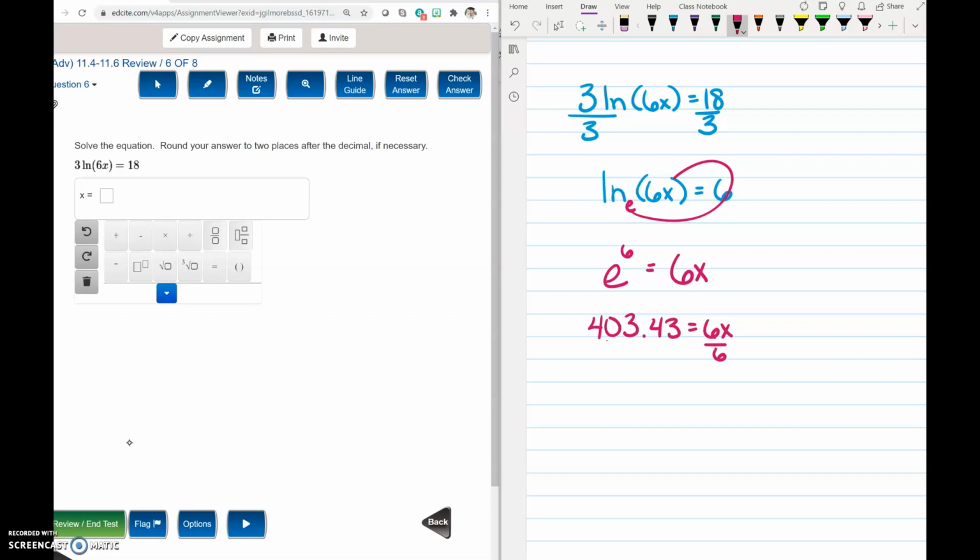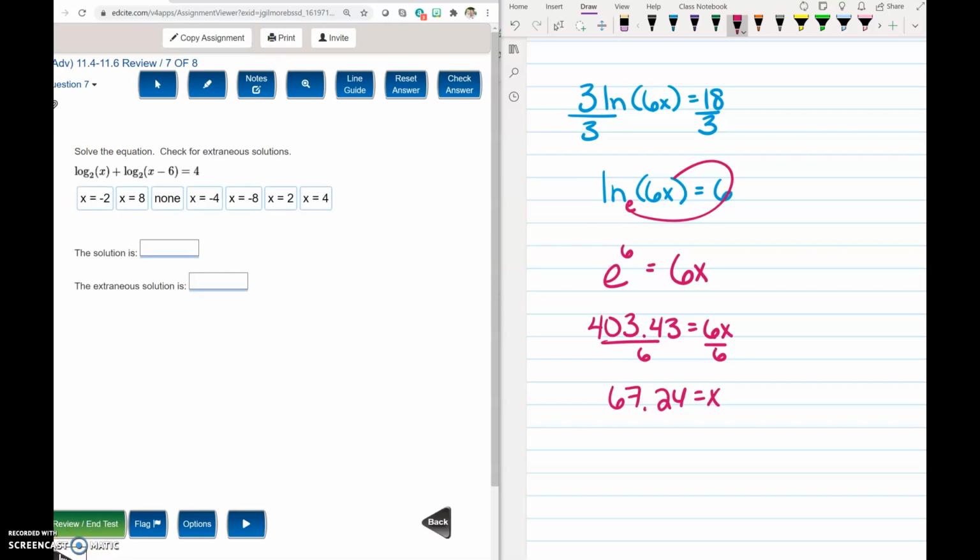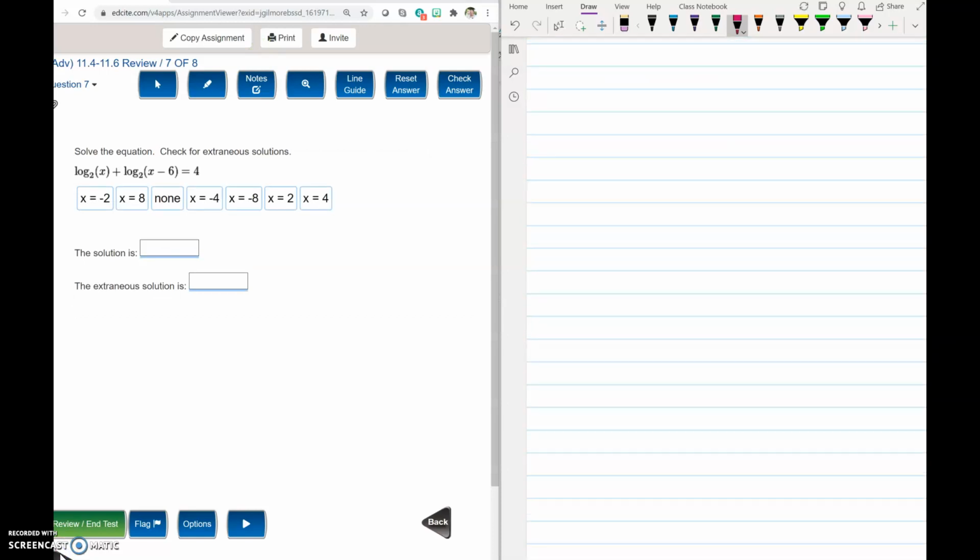And then to finish this example, we divide both sides by 6. And we get 67.24. Again, you should check to make sure that this isn't going to create a negative inside the log. So 6 times a positive number is still going to be positive, so everything is going to be fine. The big thing is you can't have a negative number inside your logarithm.